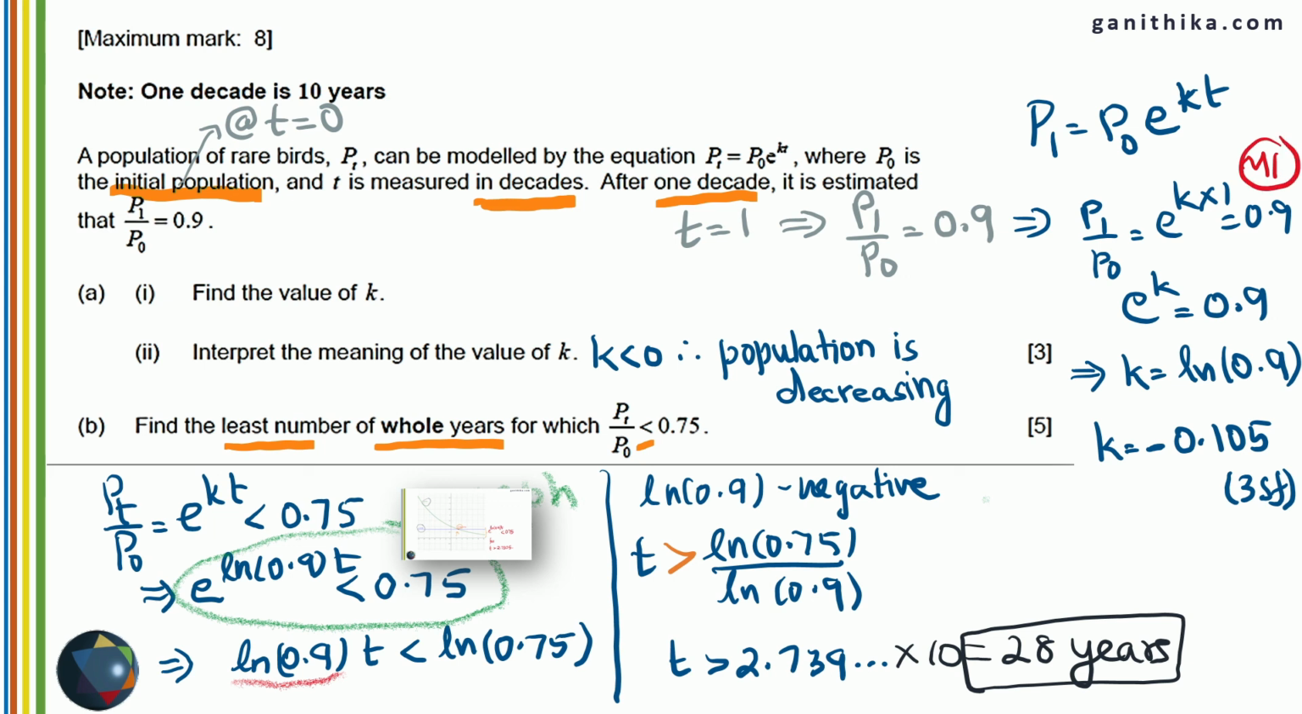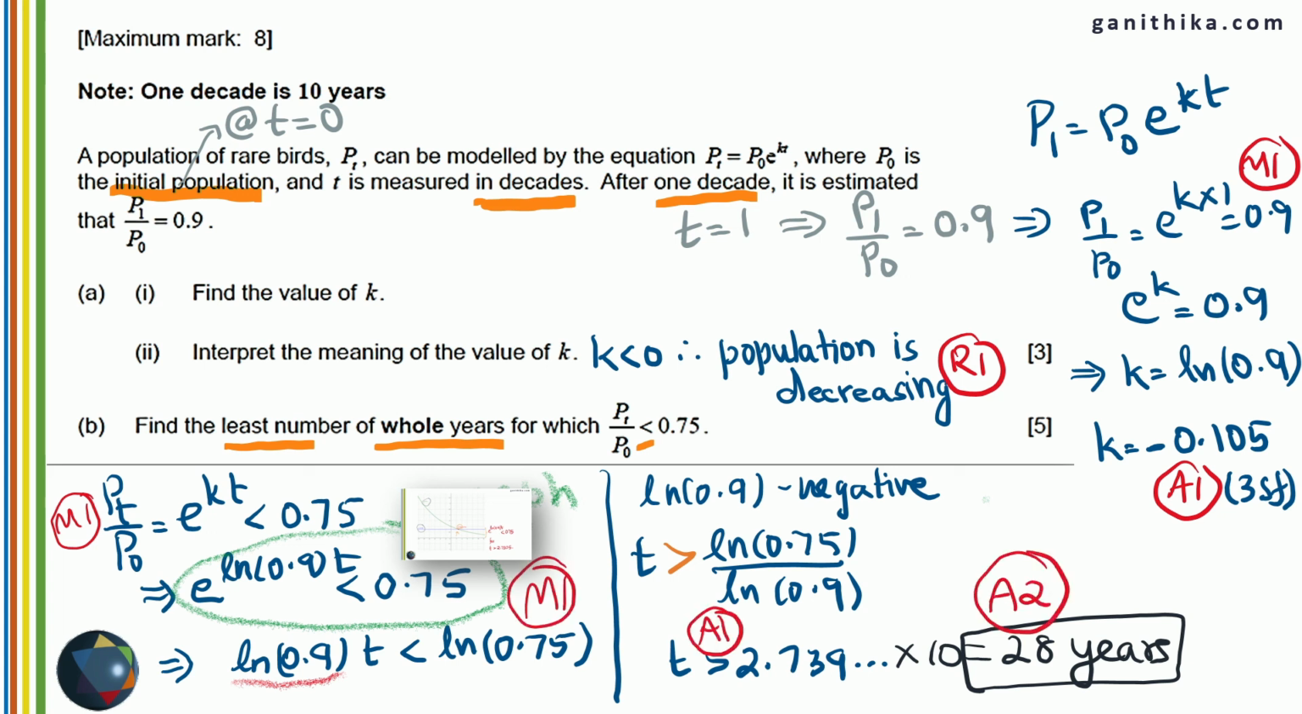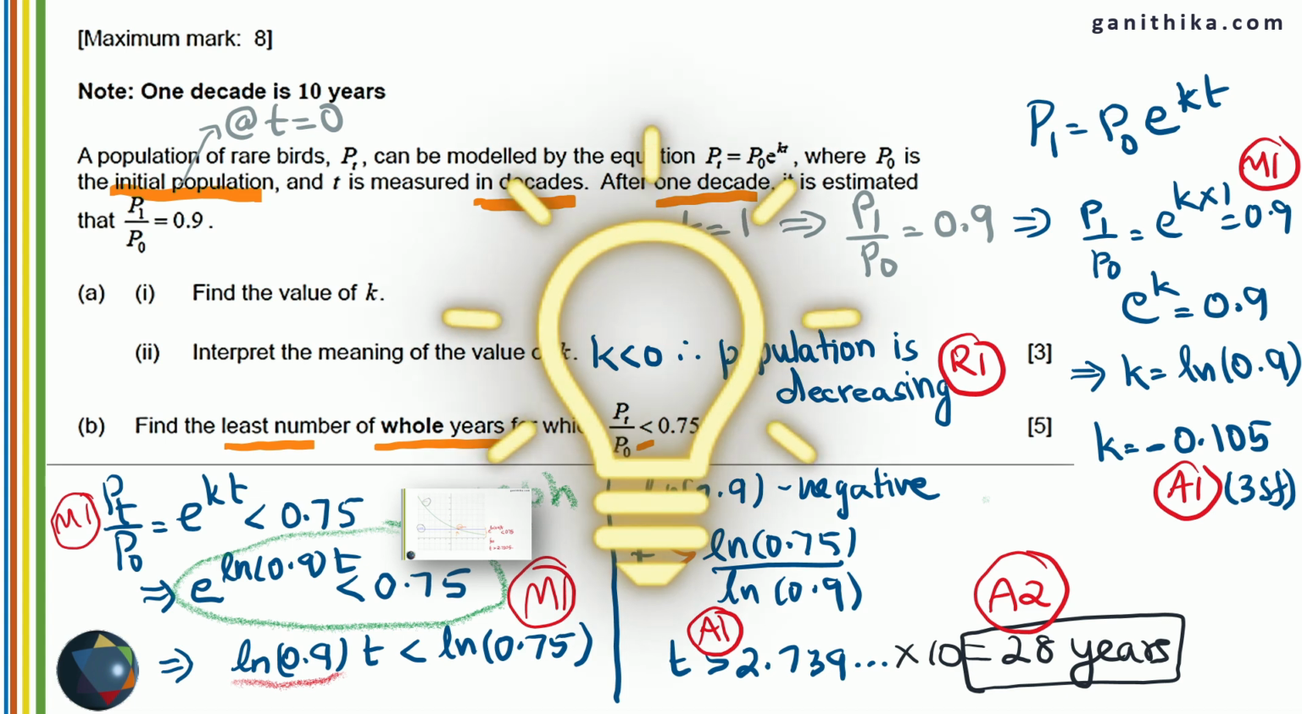Now going for the marking scheme. For the first question A, writing the P1 over P0 in terms of e to the power of k, 1 method mark. Finding the final value for k, 1 answer mark. And a reason mark for writing that the population is decreasing because k is negative. Going to question B, method 1 mark for writing the inequality correctly. Solving any method in the correct way, method 1 mark. Giving the answer for t as greater than 2.739, answer 1 mark. Multiplying by 10 and giving the answer as 28 years is answer 2 marks here.